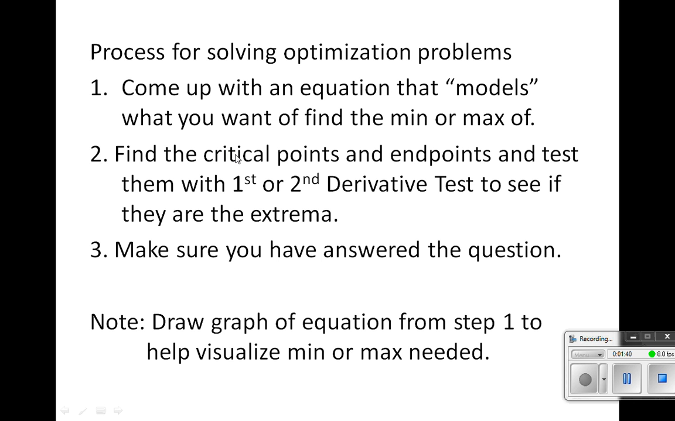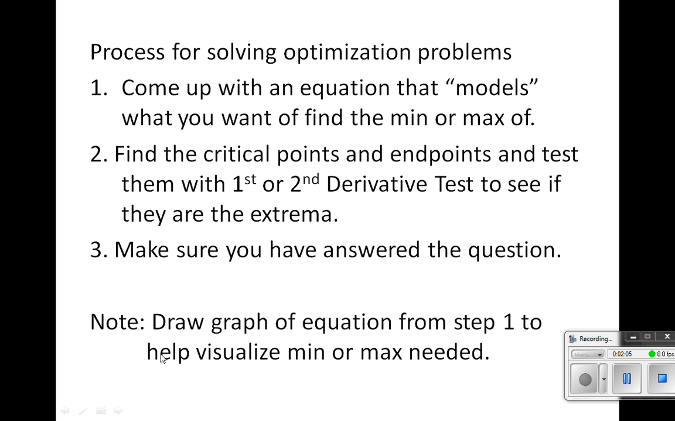The second step is finding your critical points as well as your endpoints, and you test them. You can use your first derivative test or your second derivative test, but you need to figure out which one is the min and the max. Usually it's one or the other that you're looking for in a word problem. And then the third thing is, when you think you're done, go back and read the question one more time and make sure you're really done, that you've answered everything.